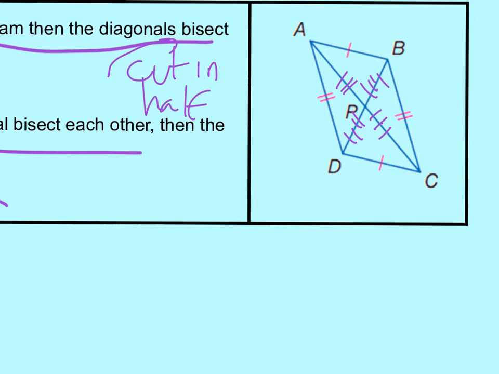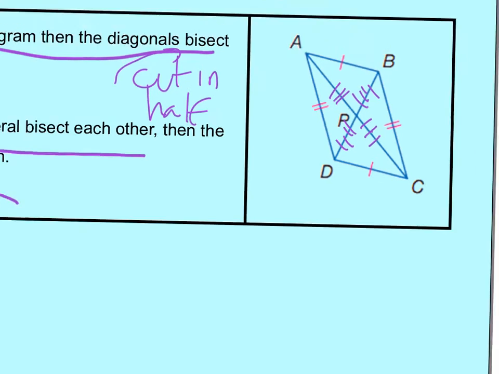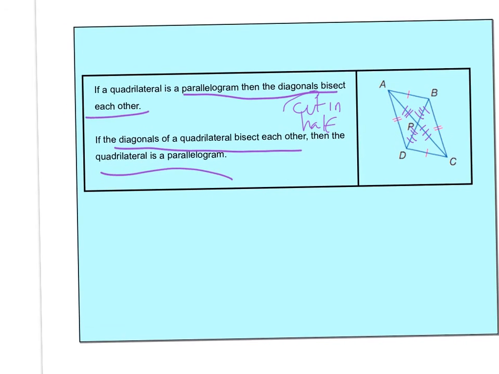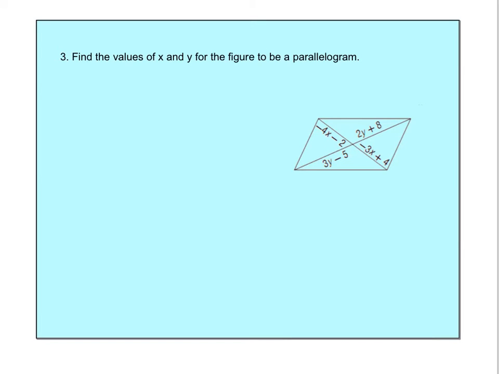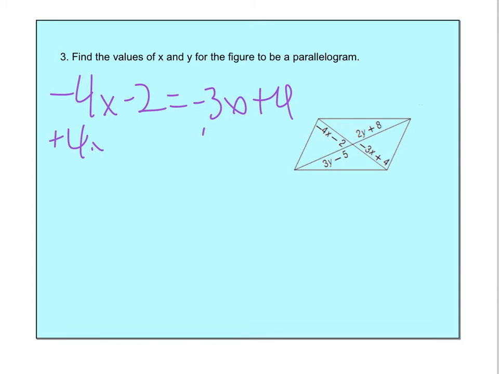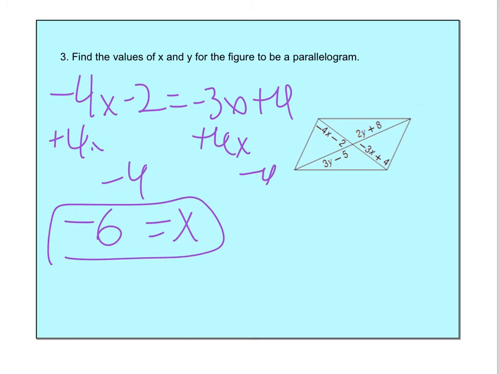Bisect literally means cut in half. So what they're saying is that if I've got diagonals that cut in half, it's a parallelogram. So if I'm taking a look here, negative 4x minus 2 equals negative 3x plus 4. All right, so plus 4x, minus 4, minus 4. So x is going to equal negative 6.